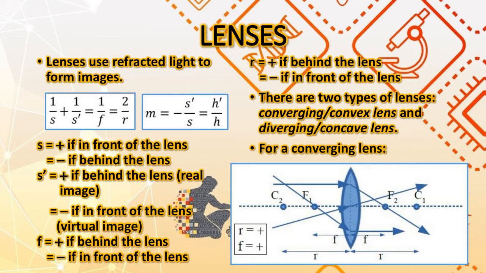Next up, we have the focal length f. f is positive if the focal point is behind the lens, and f is negative if the focal point is in front of the lens.